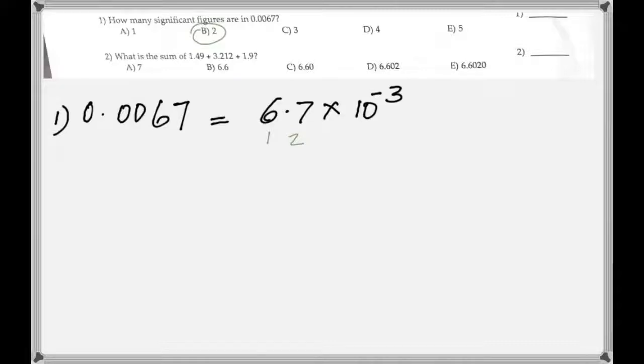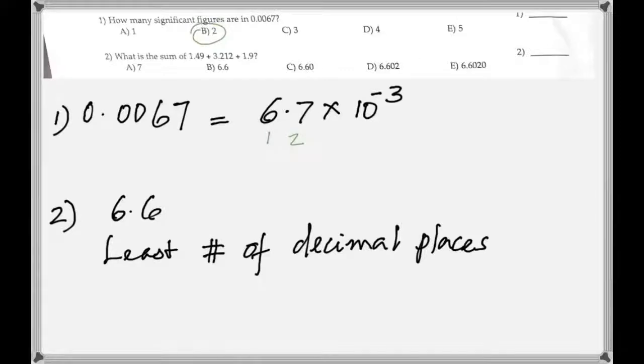Now in the next question, you're given three decimals and you're asked to find the sum. Remember that when you multiply and divide, the rule for significant figures is that the product must have the lowest number of significant figures. But when you add and subtract, that is not the rule. When you add and subtract, the product must have the least number of decimal places. So when you look at these three numbers, you see that 1.9 has only one decimal place, which is 9. Therefore, the answer should have only one decimal place, and therefore the answer is 6.6.